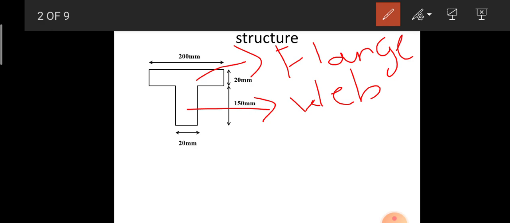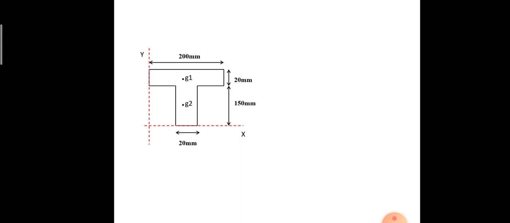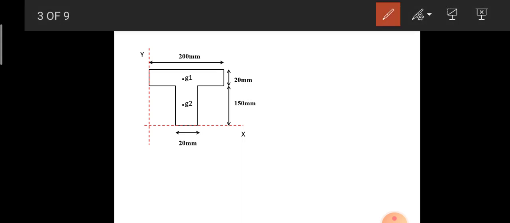Width of the web, or the horizontal dimension of the web, is given as 200 mm. The vertical dimension of the web is given as 150 mm. So here, as a whole structure, we should determine what is the centroid for the overall T-shaped structure. Before going to determine the centroid for the overall structure, we need to locate some reference axis.